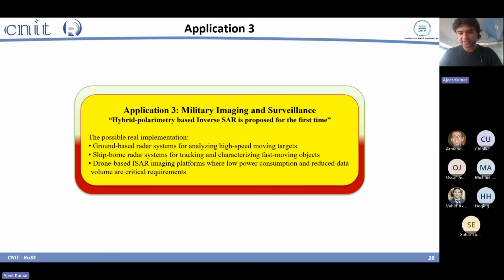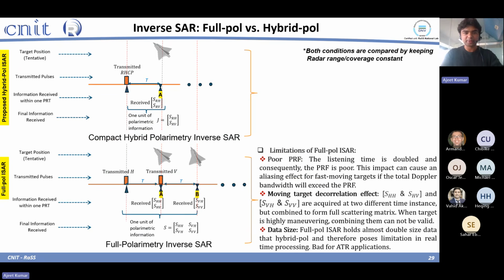That's, let's say, military imaging and surveillance. I'd like to talk about this because I proposed a hybrid polarimetry inverse synthetic aperture radar concept. In inverse synthetic aperture radar, dual polarimetry and full polarimetry have already been implemented, but hybrid polarimetry has not been tested yet. So for the first time, theoretically, I proposed it in the previous year. It was published in one of the journals and not realized practically for now, but it has some benefits. I'll explain this to you.